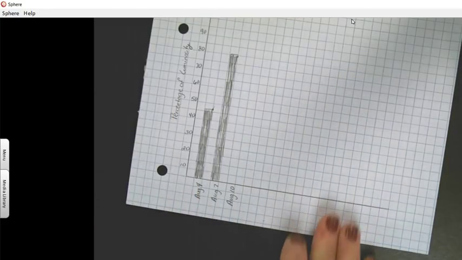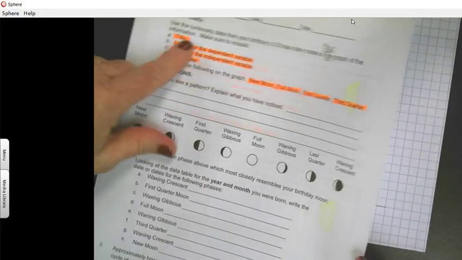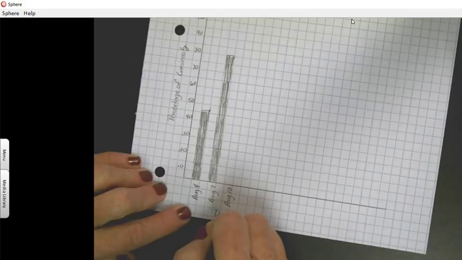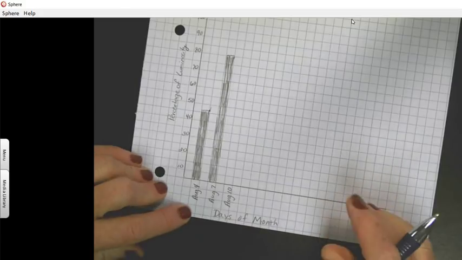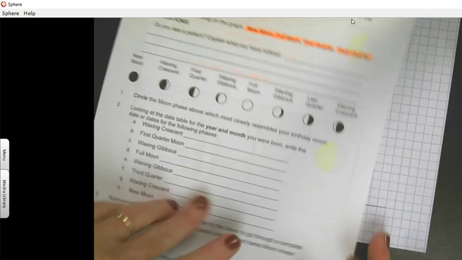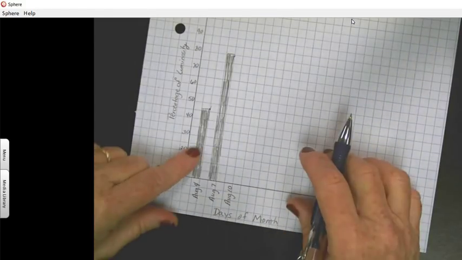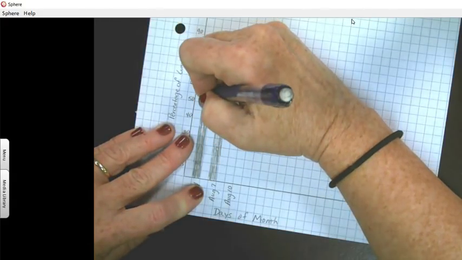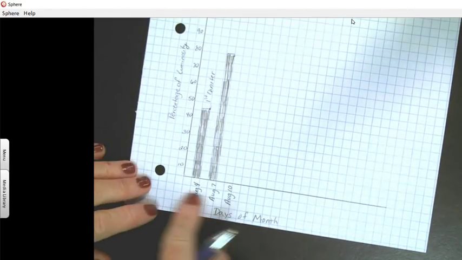Okay, so it also told me that on my graph, I needed to have labels for my dependent and my independent variables. This one would be the days of the month. I'm going to put that. And then it also told me that I need to label these. Well, we decided that August 4th was my first quarter, so right above this, I'm going to write first quarter. Okay? So I have it like this.